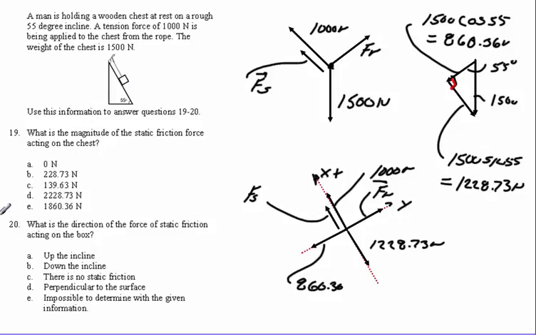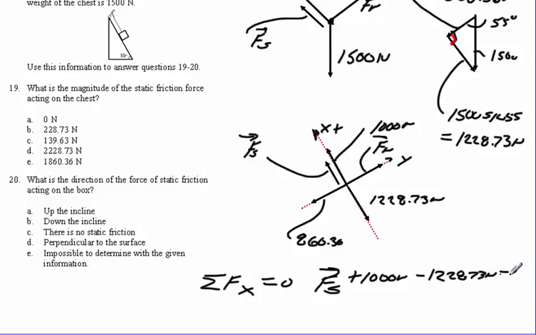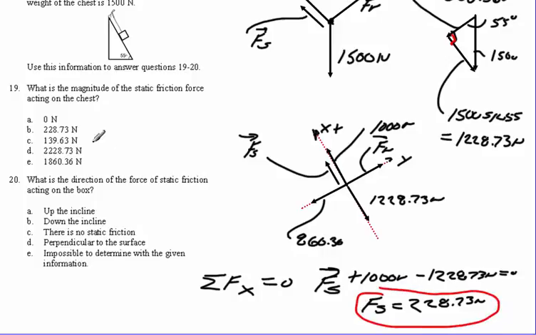So now to find my static friction, all I have to do is sum forces in the x, set that equals 0, anything goes up positive, I get Fx, draw a vector, plus 1,000 newtons minus 1228.73 newtons is equal to 0. Obviously you can look at this and Fs has got to be equal to 228.73 newtons there. So we know right now this is the answer right here.